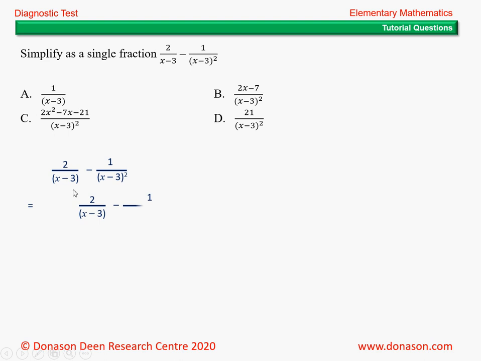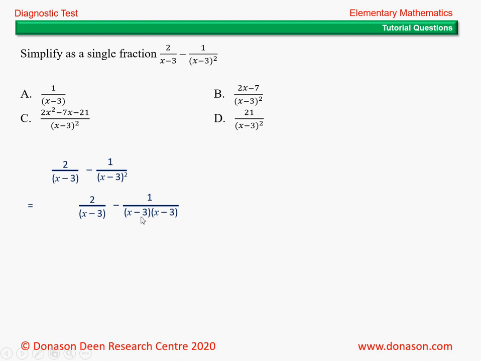So the first fraction I'm just copying down. What is the meaning of x minus 3 squared? x minus 3 squared means x minus 3 multiplied by x minus 3 again. That's why the power 2, right? Square. Now, if you look at the first fraction, there's only an x minus 3. But in the second fraction, there are a couple of x minus 3s, right?